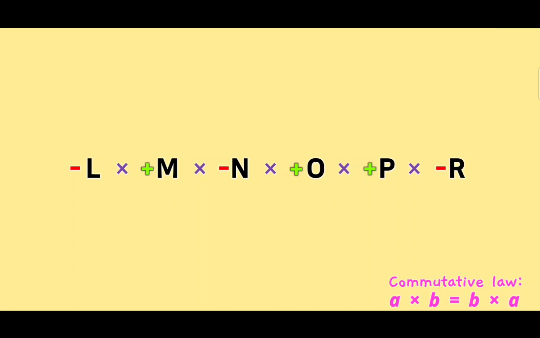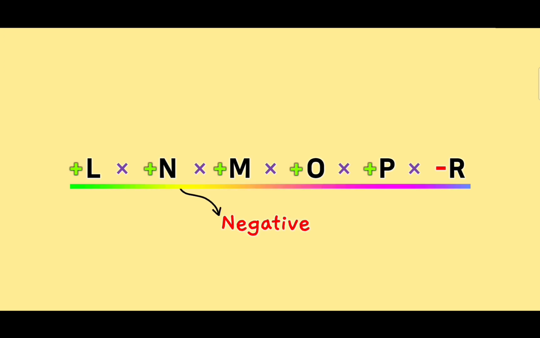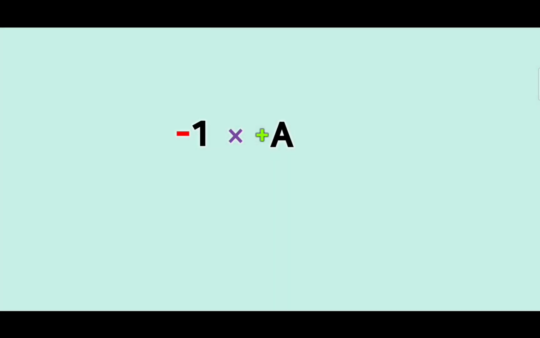Now let's see what happens if we have an odd number of negative numbers. Once again, we group the negative numbers into pairs and change their signs. But one unpaired negative number is left. So this time, the result of the multiplication is negative. Here is another interesting trick which can come in handy. Multiplying any positive number, which we call a, by -1 switches its sign to negative. Likewise, multiplying any negative number by -1 will switch its sign to positive.